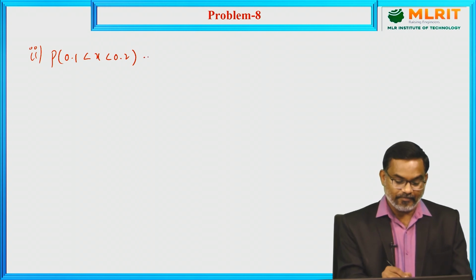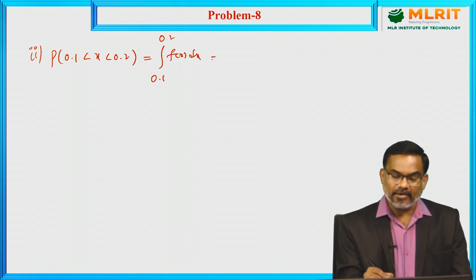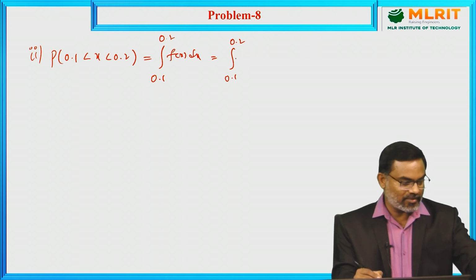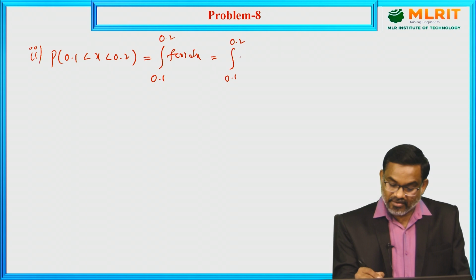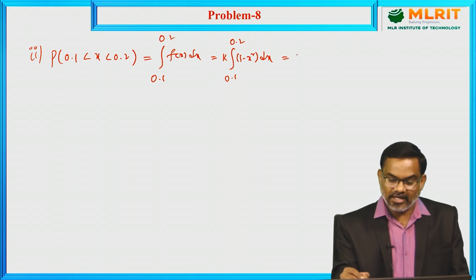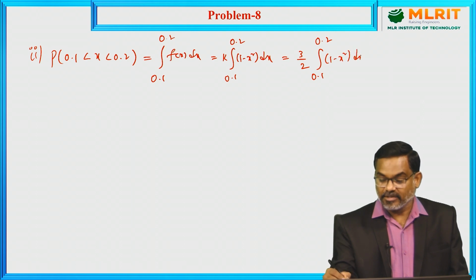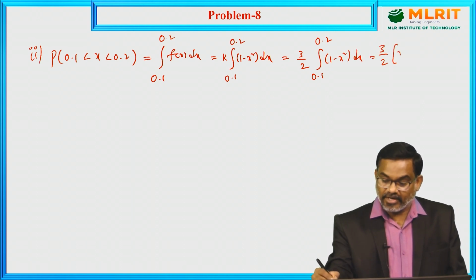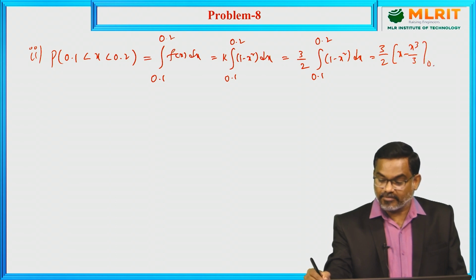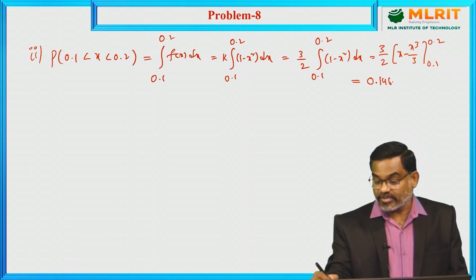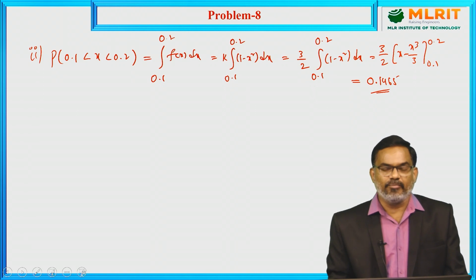Integral 0.1 to 0.2 f of x dx. So, here 0.1 and 0.2 come under positive values. So, k into 1 minus x square, that is the given function. So, k into 1 minus x square dx, but just now we have calculated the value of k as 3 by 2. So, 0.1 to 0.2 1 minus x square dx. Again by integrating, here we get x minus x cube by 3 between the limits 0.1 and 0.2. If you substitute this, you will get 0.1465 is the probability that x lies between 0.1 and 0.2.